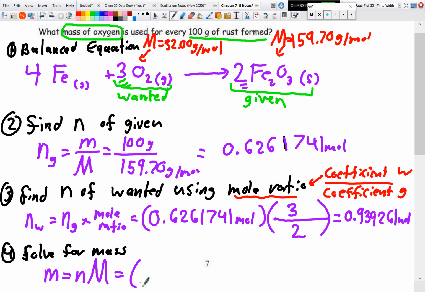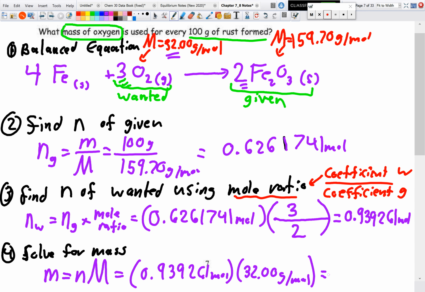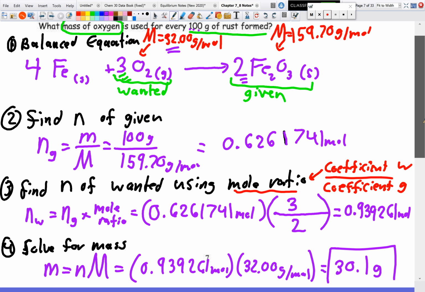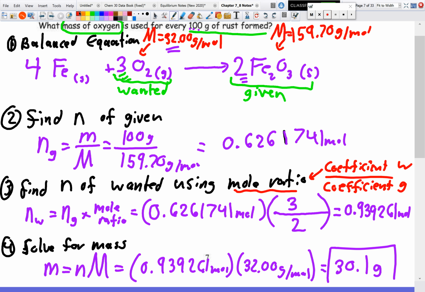substance. So that's our 0.939261 moles of oxygen times the molar mass of oxygen, which we calculated up here, 32.00 grams per mole. And we are left with 30.1 grams. And of course, that is 3 significant digits, because from our question, it was at 1, 2, 3 in that 100 grams. That was our 3 significant digits. So we can have that right here.